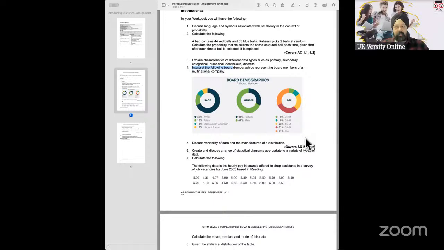Correct. Absolutely. And that's how you would find it. It says discuss variability of data and main features of distribution. So here you're going to discuss what is variability, and you're going to discuss what is distribution. Now, distribution is of two types. So obviously variability tends to be, sometimes you say, the temperature varies. I use this term. So temperature varies or the data varies.